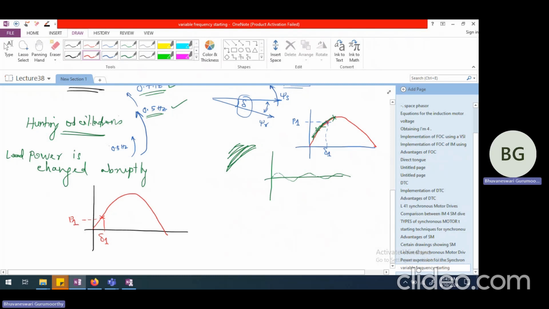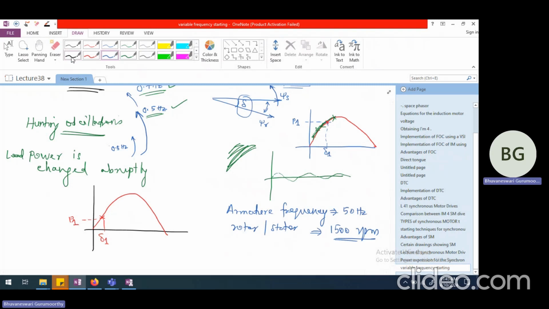Imagine it is connected to a constant frequency supply, corresponding to 50 hertz or 60 hertz. So the armature frequency is going to be 50 hertz. Let us say my rotor as well as stator are both rotating at a speed of maybe 1500 RPM. They are synchronized with each other, but I'm going to have the stator fluxes rotating at synchronous speed of 1500 RPM like this, and the rotor is rotating slightly lagging behind, essentially at an angle delta 1.